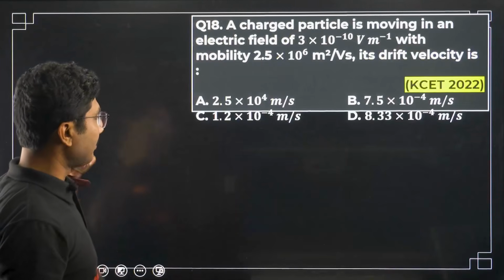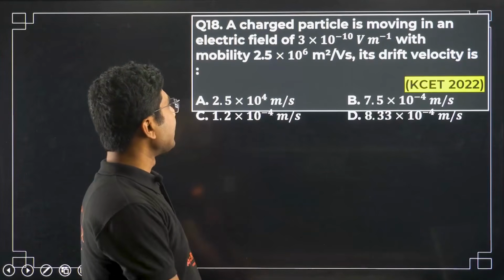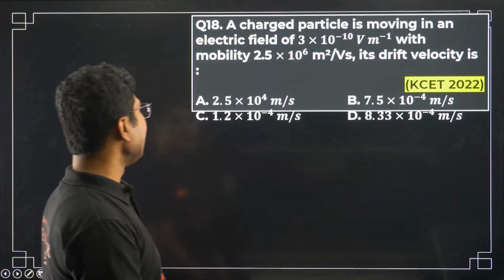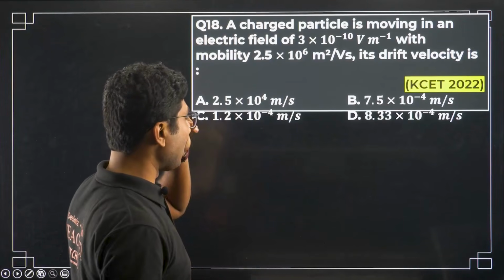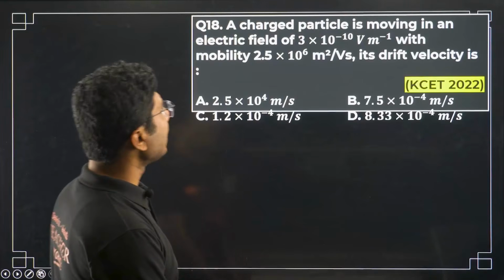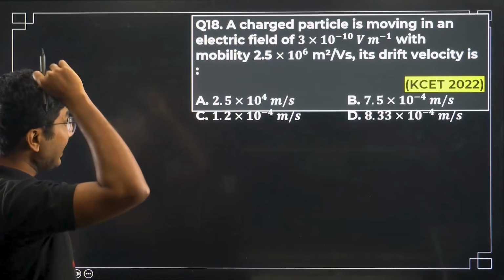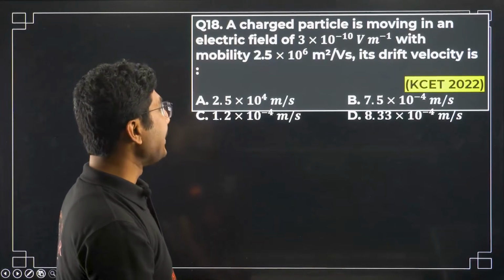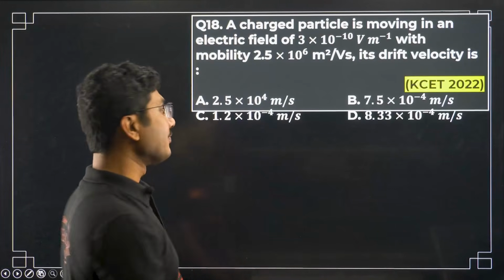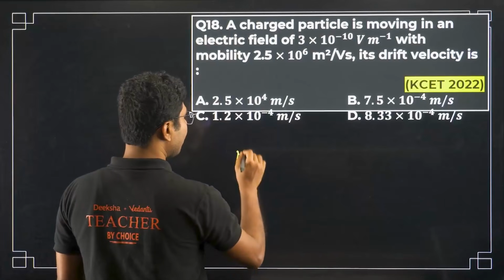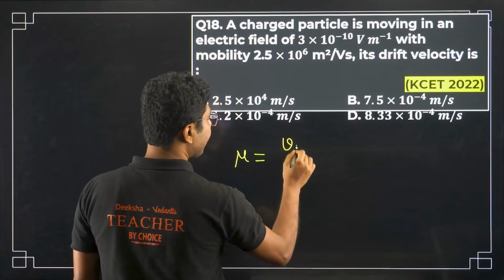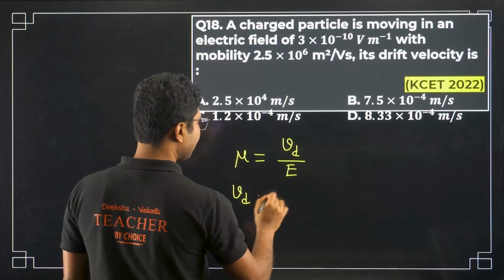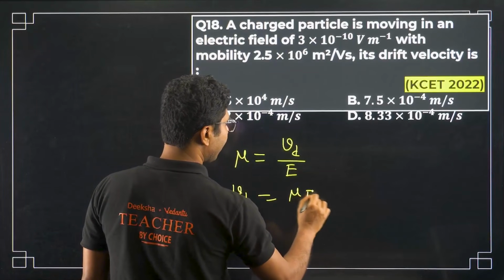Sorry, my mistake. A charged particle is moving in an electric field of E equals 3 into 10 to the power of minus 10 volt per meter with mobility 2.5 into 10 to the power of 6 meter square per volt second. The drift velocity is. So we know that mobility is drift velocity divided by the electric field. So drift velocity must be equal to mobility into electric field.